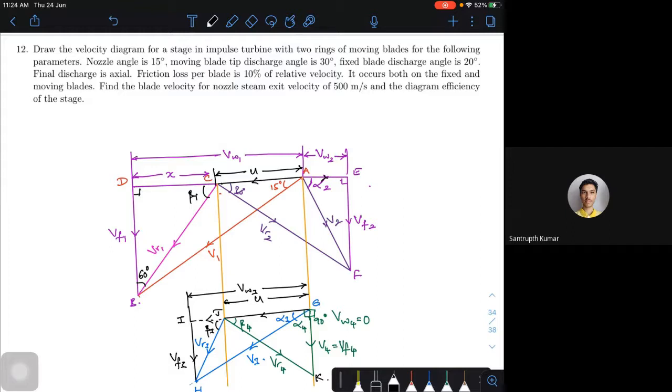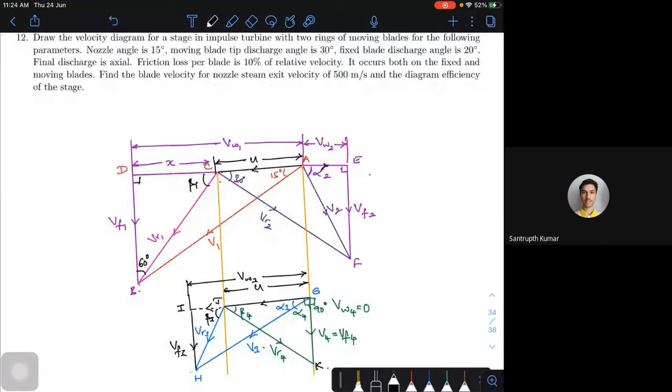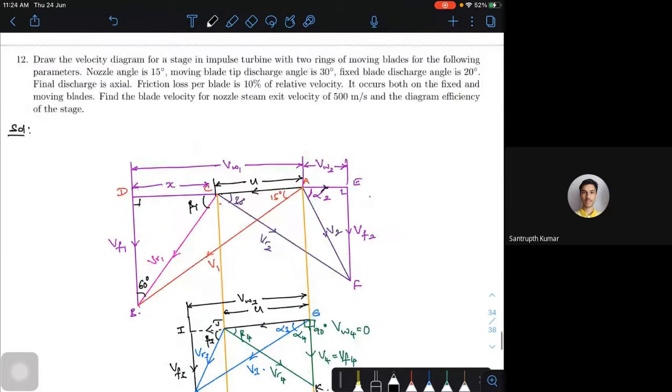Okay, let's try to solve this. Write the data, and then we'll put the velocity diagram. So already I have drawn the velocity diagram, I'll just try to explain it. So what is given? Alpha 1 initially, that is data. Alpha 1 is equal to 15 degrees.